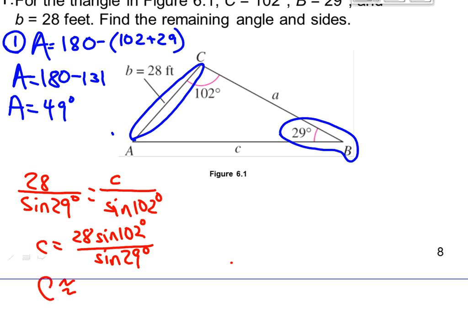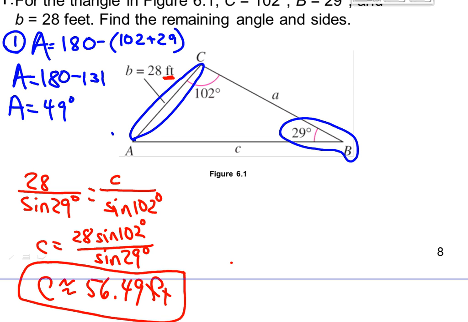I rounded it, it looks like, to 2 decimal places. Anybody have something? Yep. And when I wrote it, I just wrote 56.49. Notice it is in feet, and I will tell you right now that I do expect you to label if there's something given. And same with the degrees, I want you to label that as well.